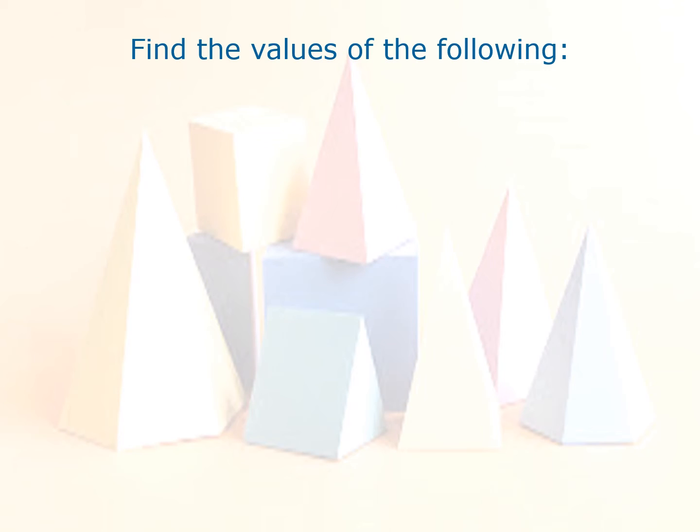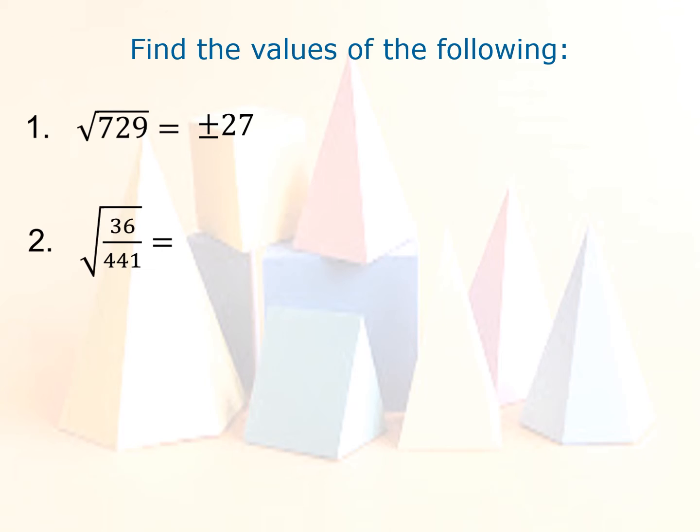Now let us apply those concepts about square roots in determining the values of the following. First one, the square root of 729. 729 is a perfect square, so it is positive and negative 27. Then we have the square root of 36 over 441. In doing this, get the square root of 36 first, which is equal to 6, and the square root of 441, which is equal to 21. So therefore, the answer is positive and negative 6 over 21.